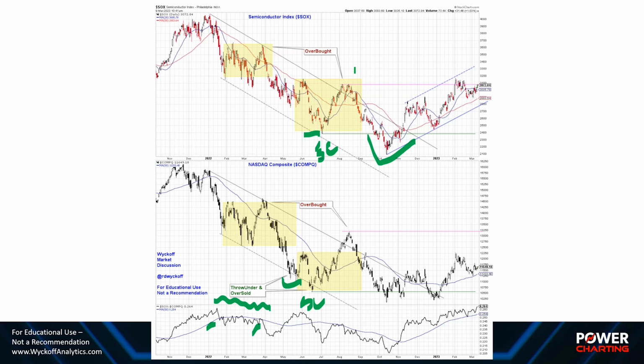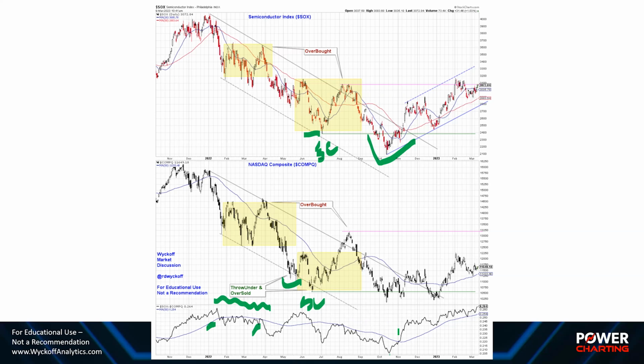Now, look at what happens from here. This is so interesting. So in mid-October, the relative strength makes a new low between the SOX and the comp. And so this means that the SOX is weaker overall than the Nasdaq comp throughout this whole period. And we do not want to get in front of a weak relative strength structure, and downward it goes.